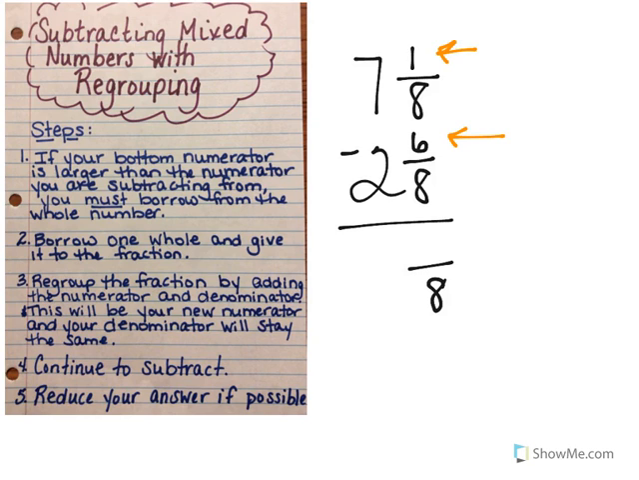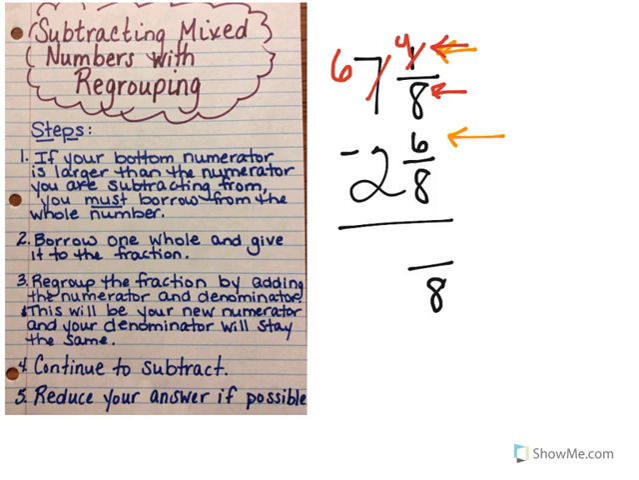So I'm going to go over and borrow 1 whole. The 7 is going to become a 6. And that 1 whole that I'm going to borrow is going to come over to the 1/8. In order to do that, look at step 3. It says regroup the fraction by adding the numerator and the denominator. This will be your new numerator and your denominator will stay the same. So if we add the 8 plus that 1, I'll get 9. So now this is going to be equal to 9/8.